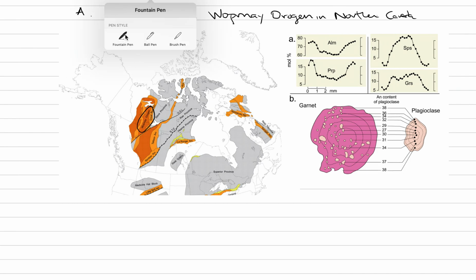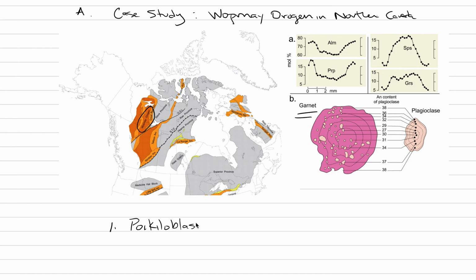And what the idea is of the Wopmay is that there are these garnets. That's the most important mineral phase. And the garnets are poikiloblastic. And I'll even write that down here. Poikiloblastic garnets. The composition of the garnets changes from core to rim. And remember what poikiloblast means? It means a lot of inclusions. So the composition of the inclusions within the garnet also changes, right?